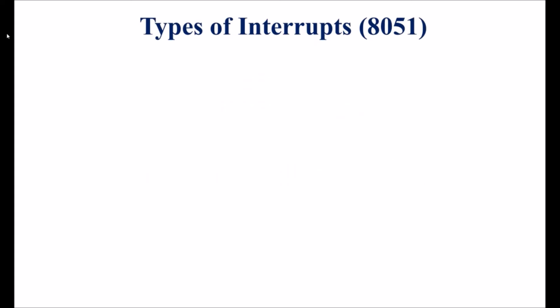Now in 8051, six types of interrupts are available. The first interrupt is reset interrupt. Reset interrupt is hardware interrupt. There are two types of interrupts, hardware interrupt and software interrupt. Reset interrupt is hardware interrupt because microcontroller has a reset pin, and whenever the signal is given to this reset terminal, it resets the microcontroller and start executing program from address 0000H.